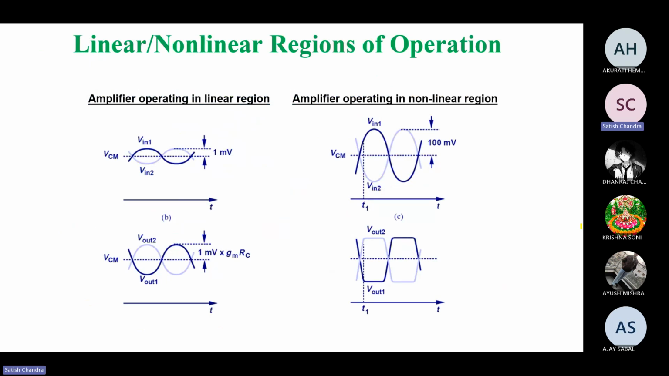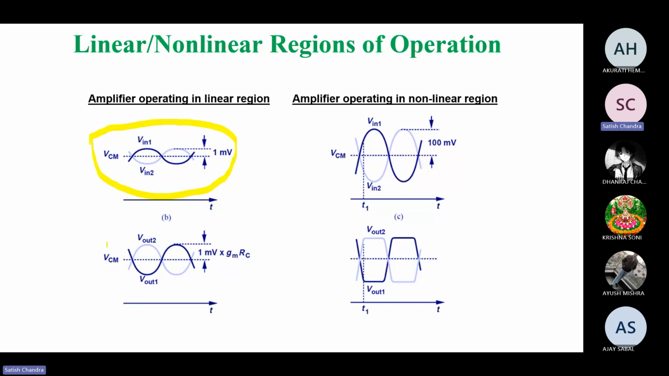When we analyze the operation, we need to check that everything stays in the linear region. Otherwise there will be distortion. When we say the amplifier is operating in the linear region, it means it is working within a limit of only 1 or 10 millivolts.